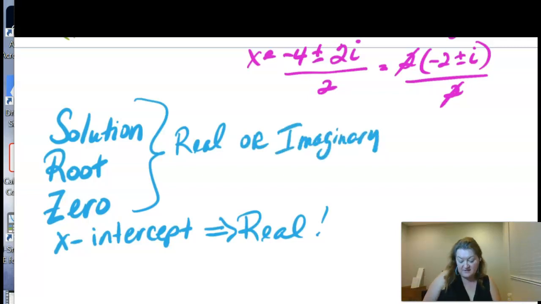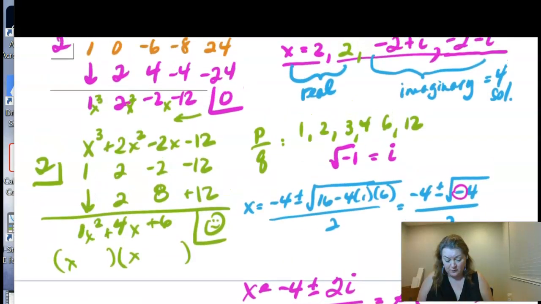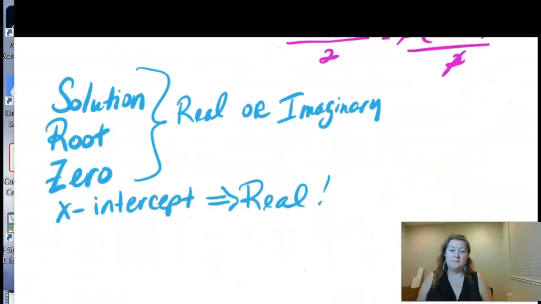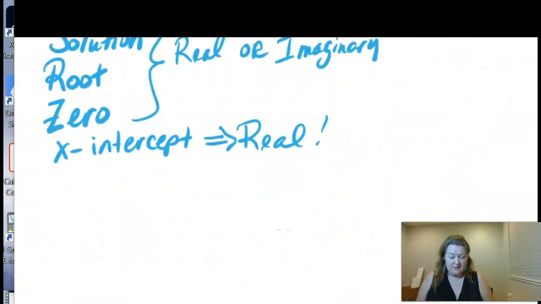So if they say solution, 0, or root, we don't care. It all means the same thing to us. We're just going to go find those answers. But if they say x-intercept, make sure you're only giving them the real answers. So in our example, the only real answer was 2 with a multiplicity of 2. Okay? So if they ask for x-intercepts, don't give them all the i's and everything else. You can give them square root numbers. Those are real. But don't give them any i answers. Okay? So no imaginary answers.